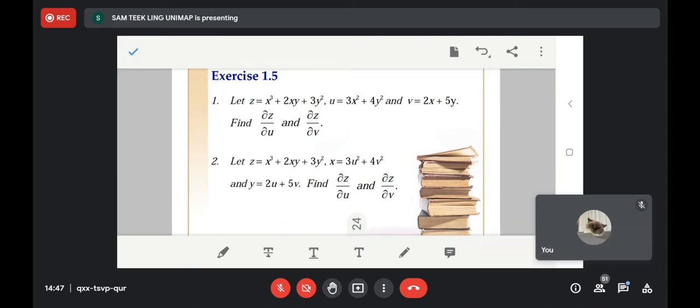So okay, now you can start to solve your question 1. See if you can solve or not. I will give you 15 minutes. See if you can solve. Do you get the answer or not for question 1? So you can start now to solve question 1.